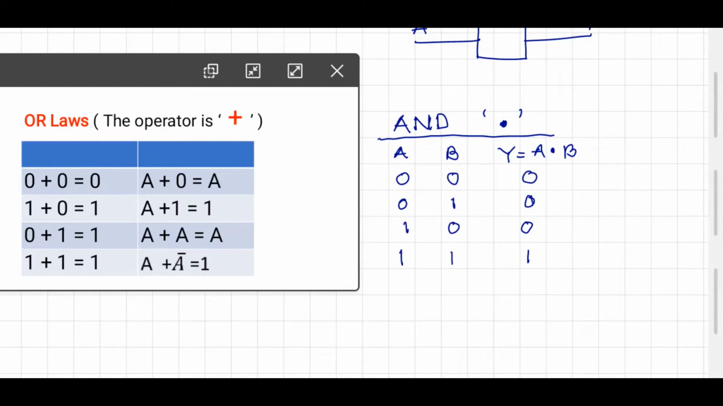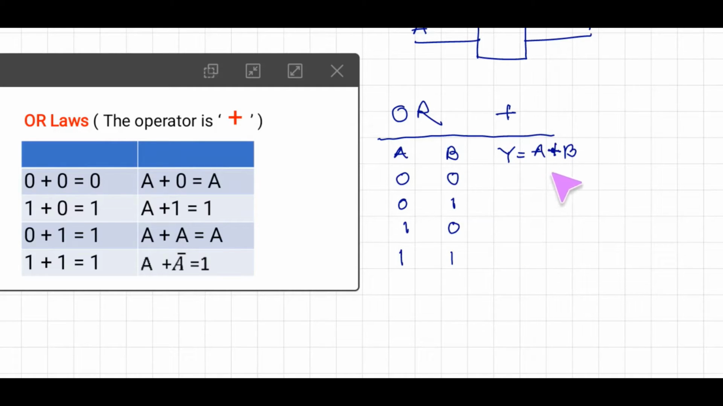Now here we see the OR operator. When the operator is OR, the functioning is ORing. These are the inputs, here A or B. So what is the ORing operation? The output is 0 only when all inputs are 0, otherwise it is high. So 0 or 0 is 0, 0 or 1 is 1, 1 or 0 is 1, and 1 or 1 is 1. So this is the ORing operation.